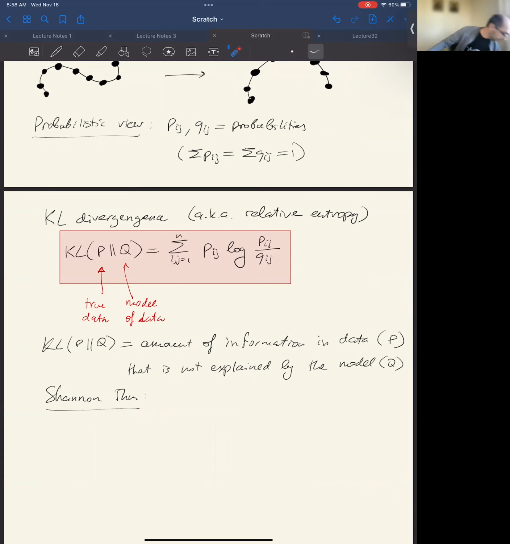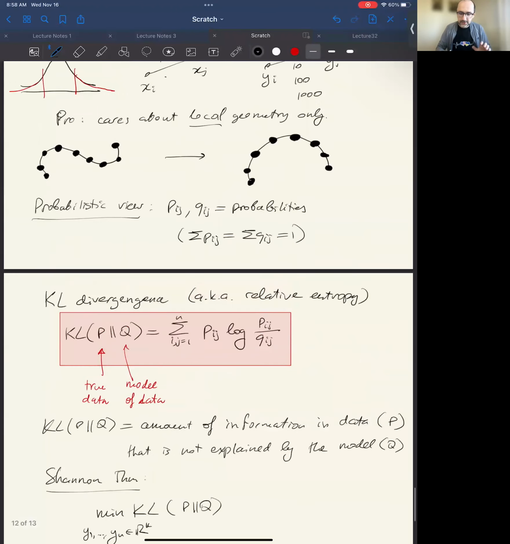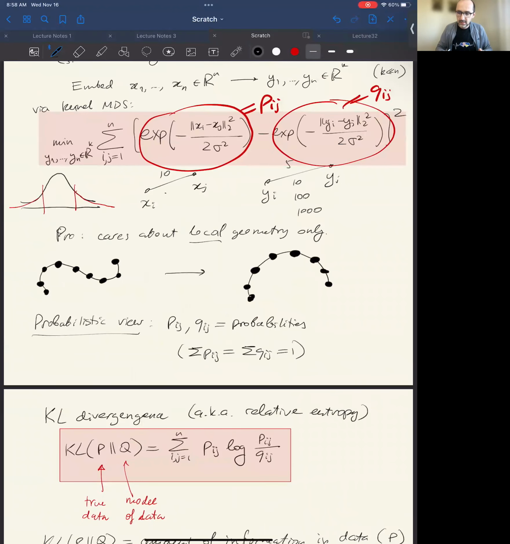So what do we do? We just minimize KL PQ over all points in our K. We find the best configuration of points that best explains the high-dimensional data. Good. That's SNE. Any questions on SNE? Good.